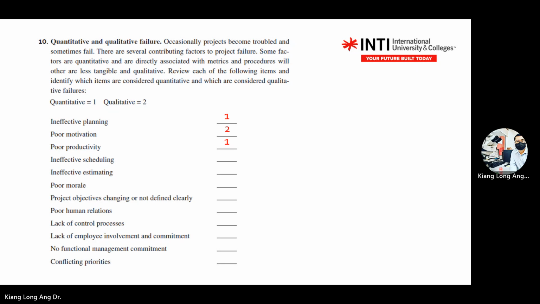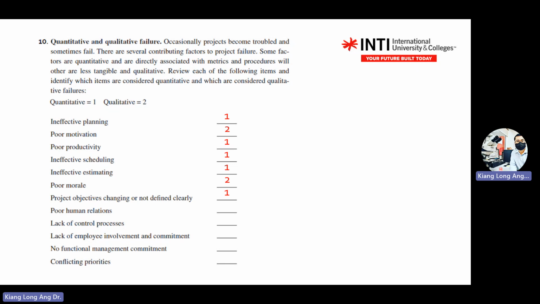Ineffective scheduling. Why? Yes, time you can count: 1 month, 2 months, 3 months. Okay. Ineffective estimating. How do you estimate? You need calculation. And with calculation, you can plot a graph, you can project numbers. So it's quantitative. Low morale, this one you know, it's a feeling. So it's qualitative. Project objective changing and not defined clearly. This one gives you hints already. The word defined already tells you it's quantitative.